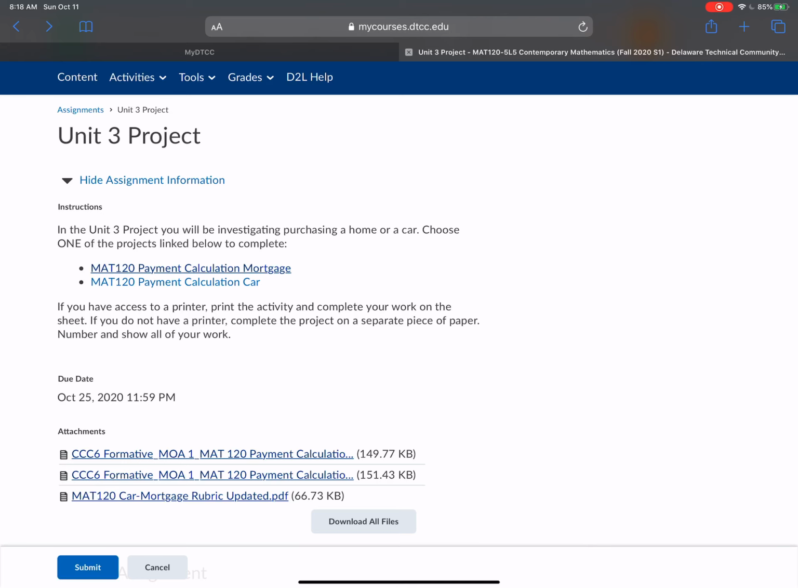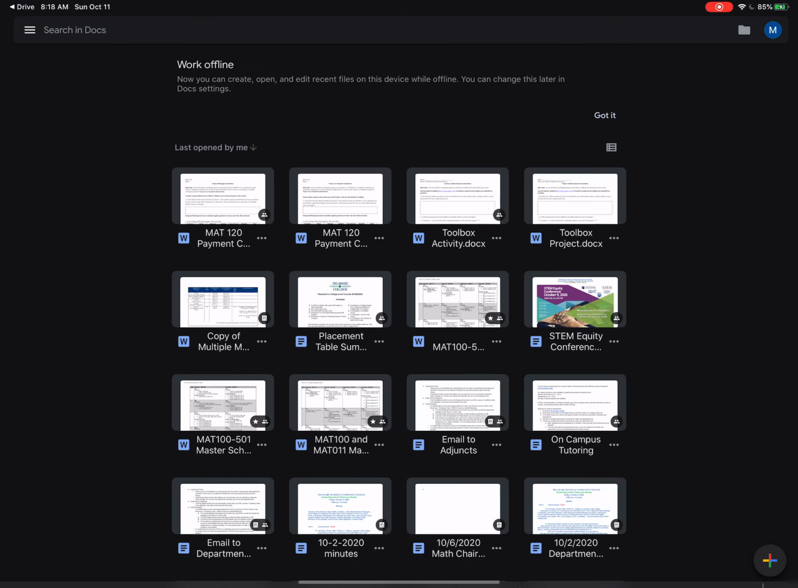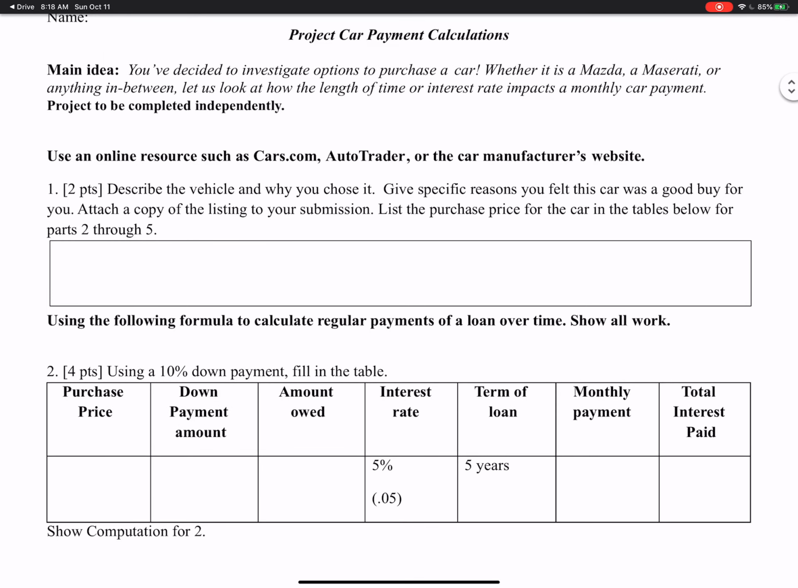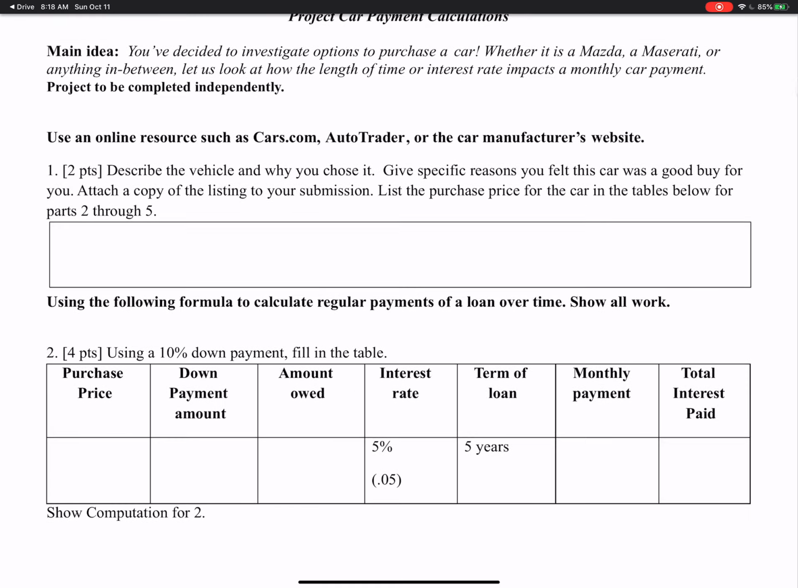If we go back to the car project, it's almost exactly the same. The only difference is that you'll be looking for a car instead of a home. So I give you the suggestion of cars.com, Auto Trader. You could go to the car manufacturer's website and build a car there. You have to choose, or once again, explain why it's good for you, and then you go through that same process with the calculations.